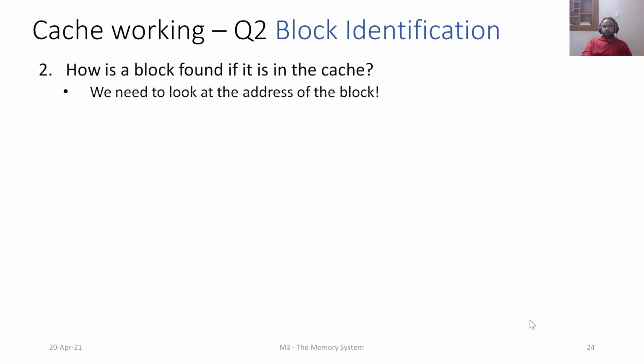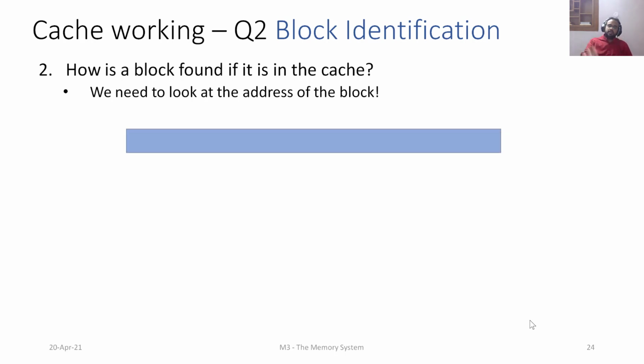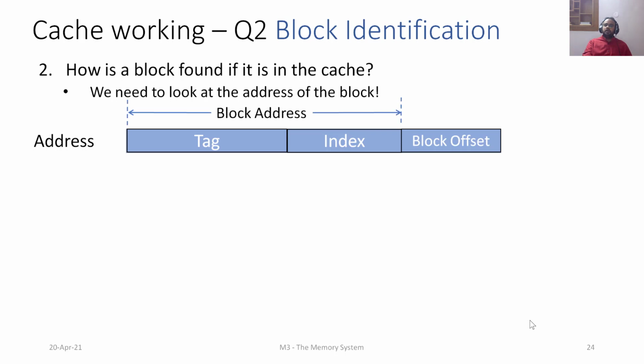Because we need to look at the address, let's try to understand it a little more closely. Let's assume that here is our address, the given address of the block for which we need to do a lookup. The address is logically split into three parts: block offset, index, and tag. Tag and index together are also called the block address. So if we add the block offset also, it's the actual address.